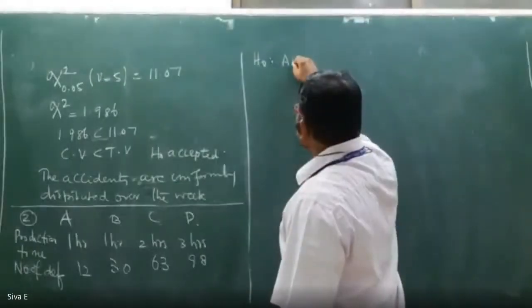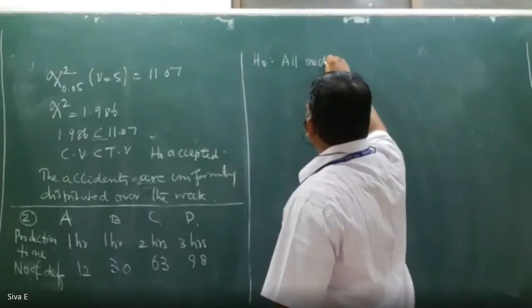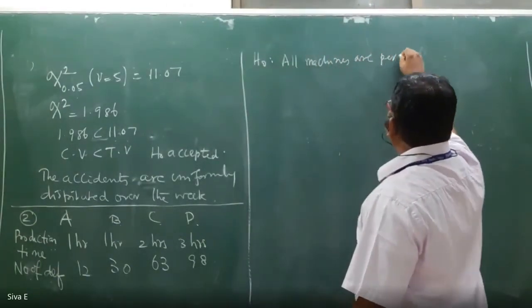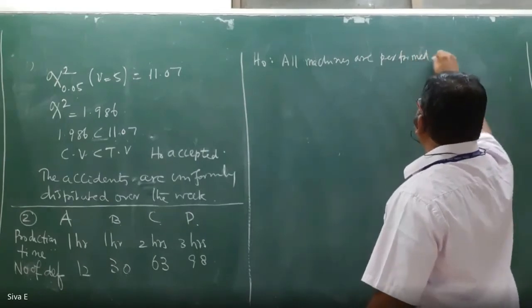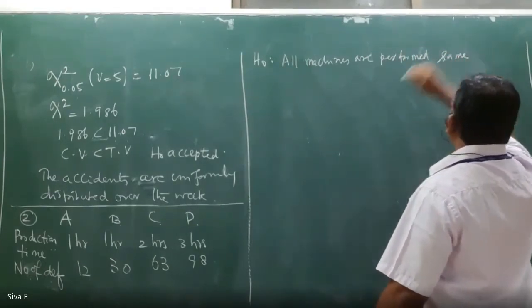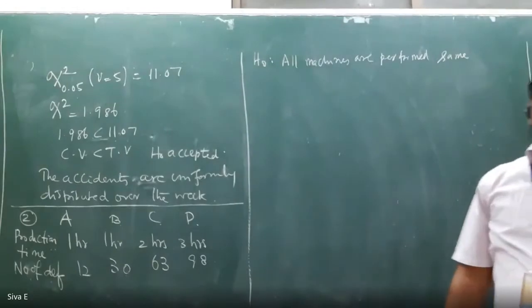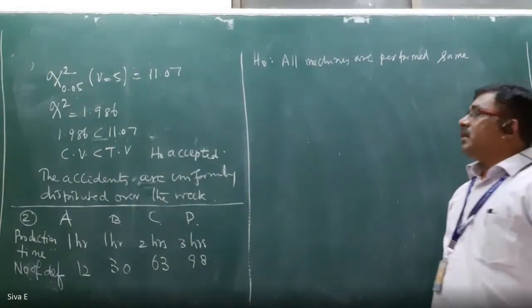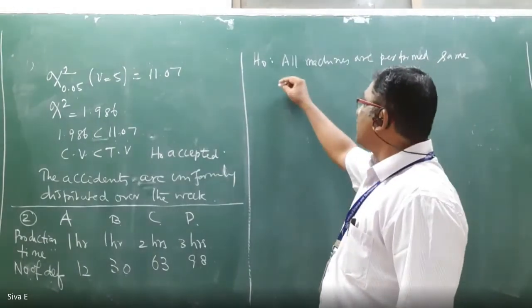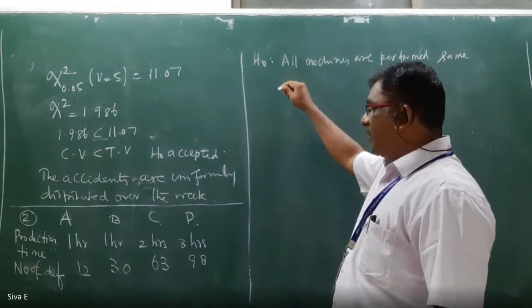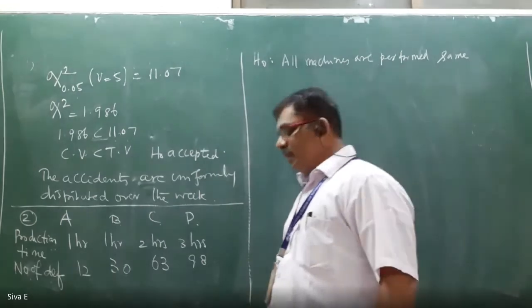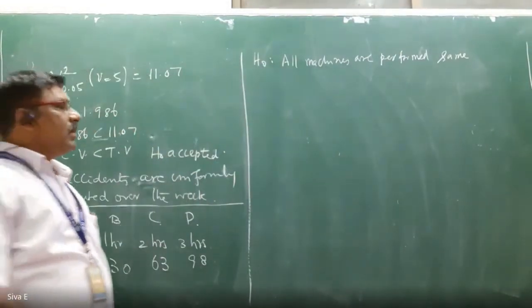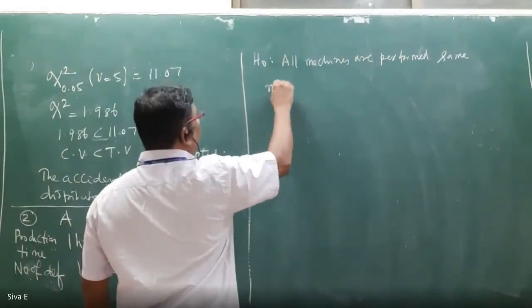H0 is all machines performed the same. Second one, you have to find the expected frequency. Here n equal to 4.